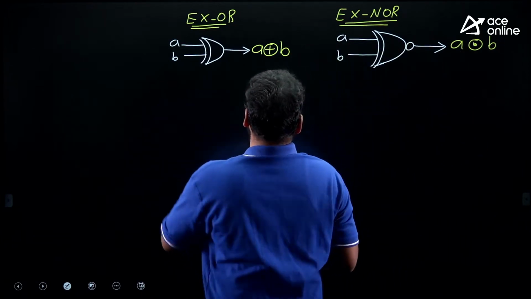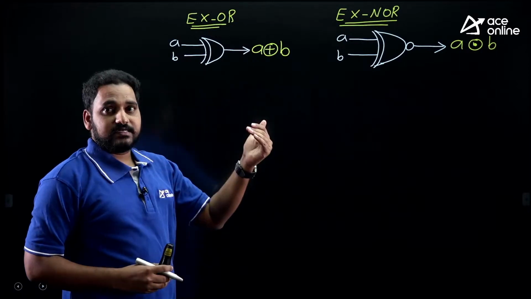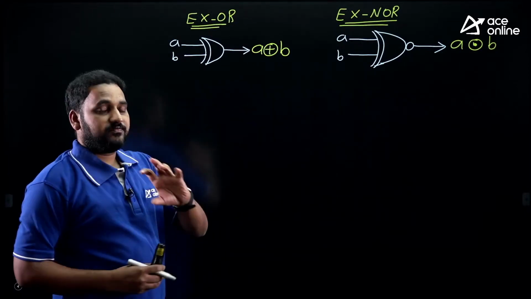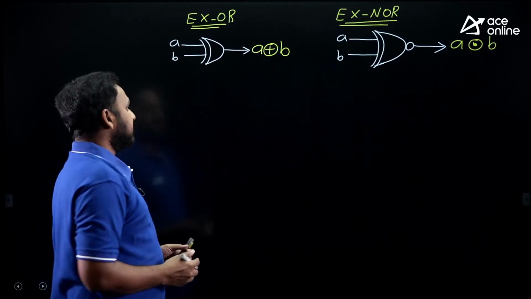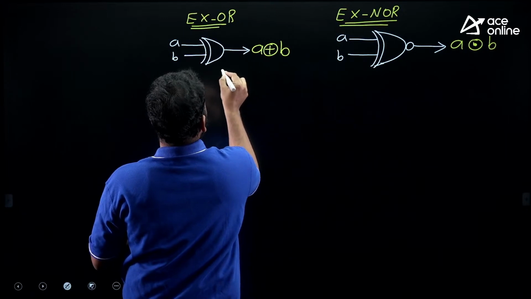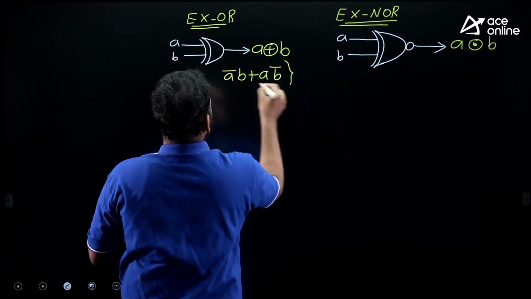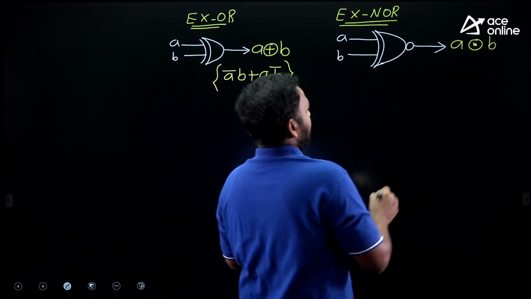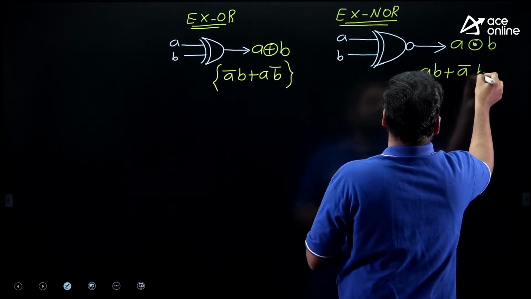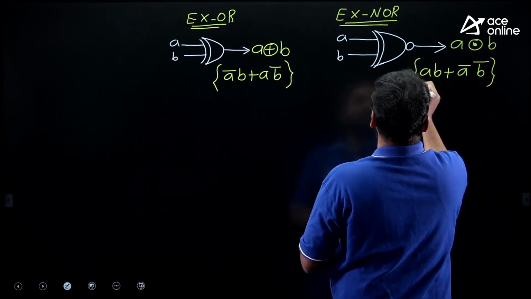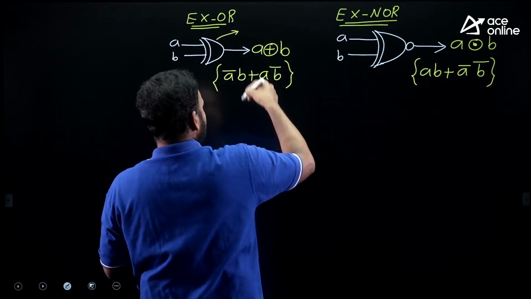Only in the two input case, XOR complement will be XNOR and XNOR complement will be XOR, but the three input case is different. In your primary level, focus on only two input XOR gates as well as XNOR gates, and the Boolean expression will be like this: A bar B plus A B bar for the XOR operation, and A B plus A bar B bar for the XNOR operation. I have already written that in a previous slide.